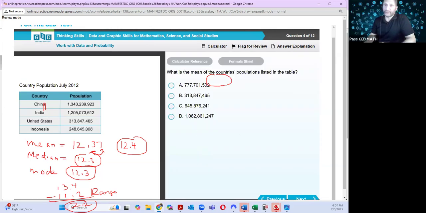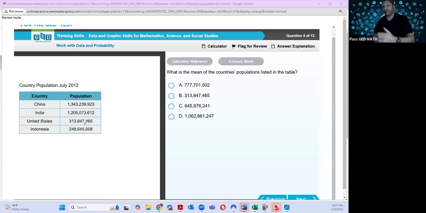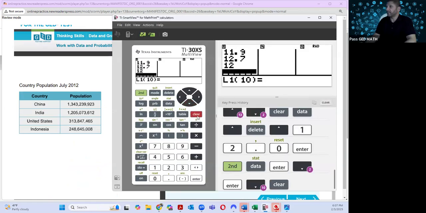Now, let me clear the screen for a second. A lot of people say, oh, can we use the calculator on this? We could, but because the numbers are so long, it's going to put them in scientific notation. And what does the mean? So we take all these numbers and add them up. We're still going to use our calculator. Let me clear everything out.